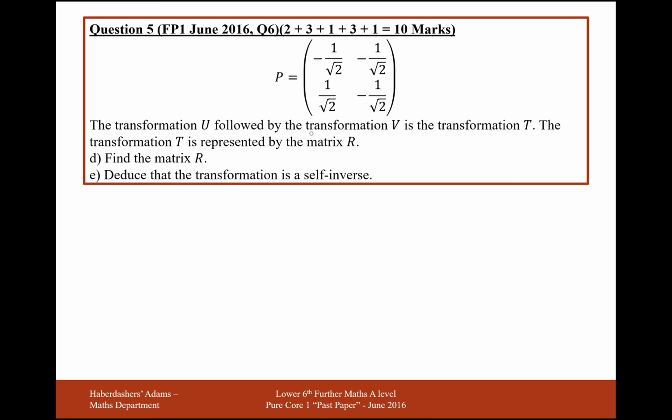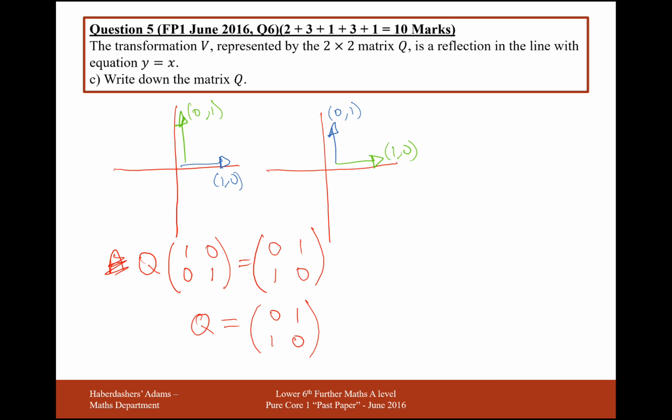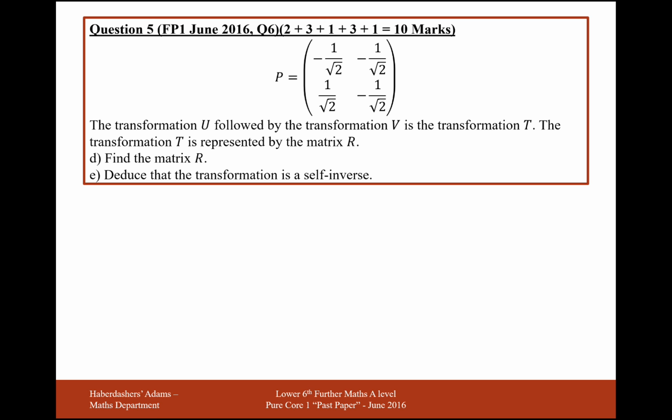Okay, so the next bit: the transformation U followed by the transformation V is the transformation T. The transformation T is represented by the matrix R. So if we want to do transformation U followed by transformation V, then what we're going to have to do is do the matrix of Q first and then P second. So if we're doing the transformations in the order of P then Q, we write them in the reverse order.